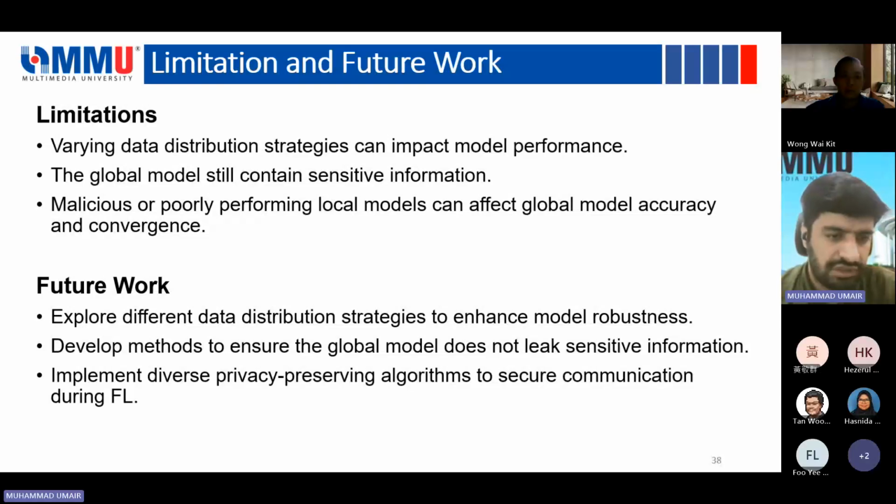Future work can be to explore different data distribution techniques to enhance model robustness, to develop methods to ensure the global model doesn't leak sensitive information, and to implement a diverse privacy-preserving algorithm to secure communication during FL, which happens between the server and the client side.